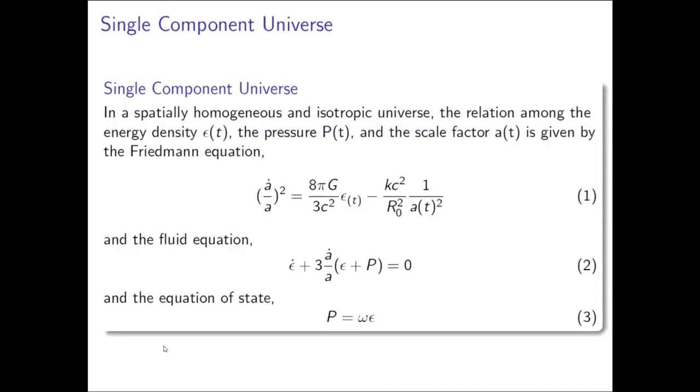To start off, as you remember from the previous lectures, equation number 1 is the general Friedmann equation, derived using the concept of general relativity. The second equation is the fluid equation, and the third equation is the equation of state. The topics we are going to cover are based on these three essential and very important equations in cosmology.